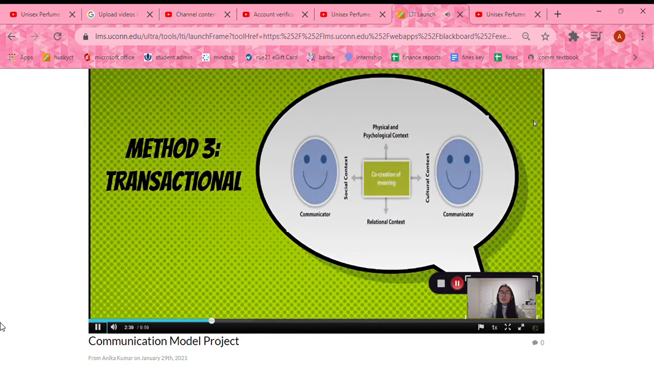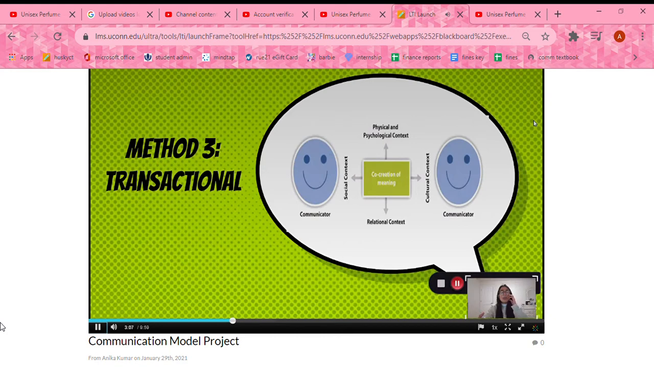So this is just a little graphic that I picked out. In the transactional method, the two or more parties that are a part of this transactional communication are both the senders and the receivers. They are the communicators as well as the listeners, which is why both sides say communicator rather than one being communicator and one being listener.